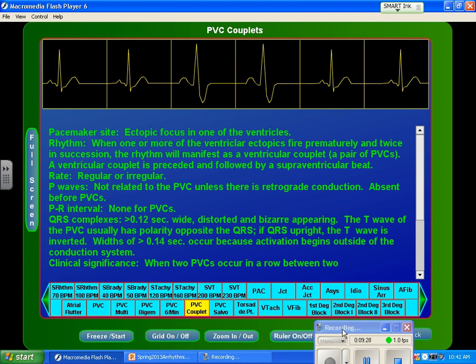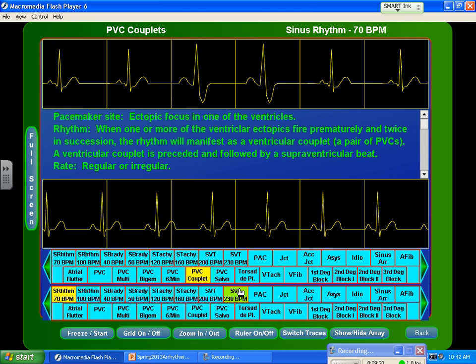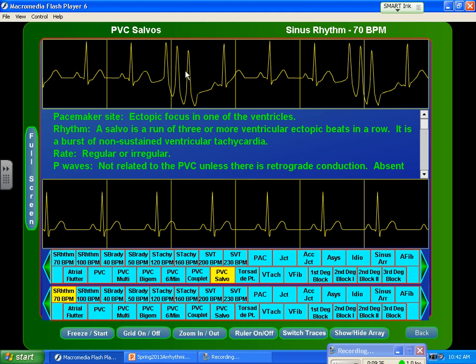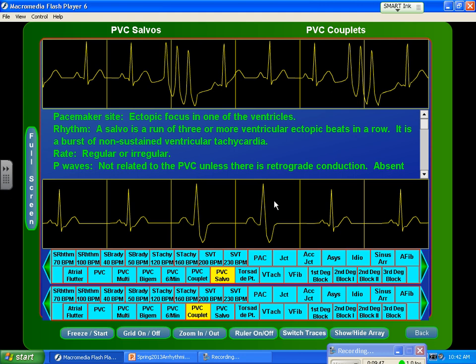Let me see. I have couplets, and I have what is called a salvo, which is like a burst of PVCs at the top there, versus, say, a couplet. But basically what you're going to see, if you see a triplet, you're just going to see three of these in a row instead of just two. Yes?